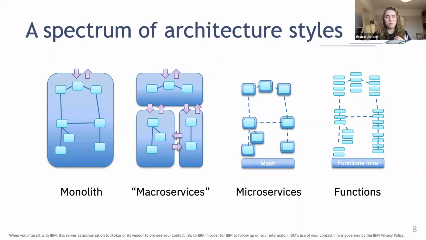And that model doesn't really work if you're running that on premise. You don't really get the benefits that you're paying for the hardware. So functions is really a cloud native application architectural style. If we get more coarse-grained than functions, we start looking at microservices.